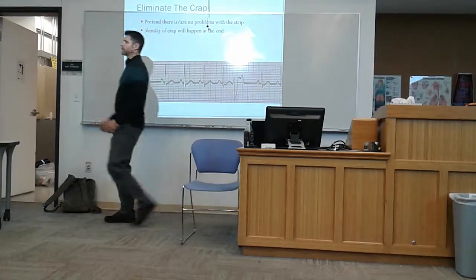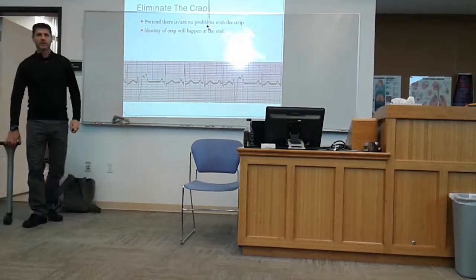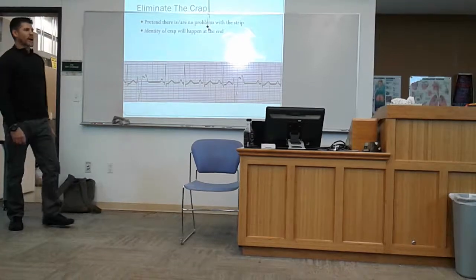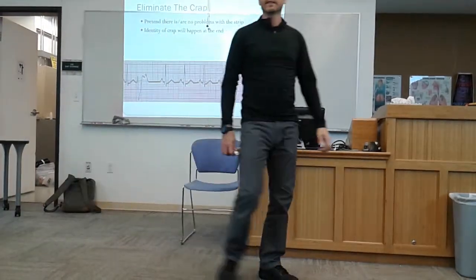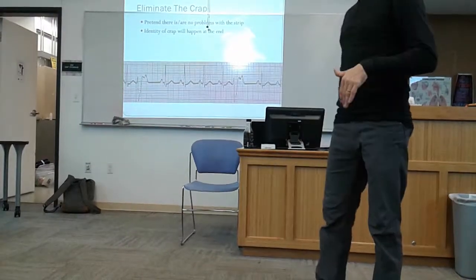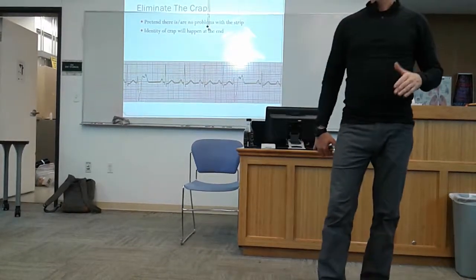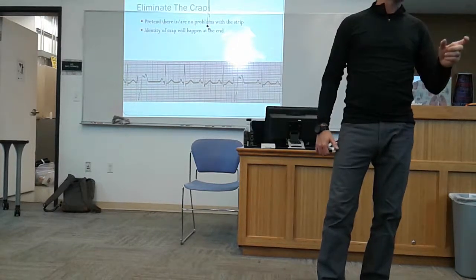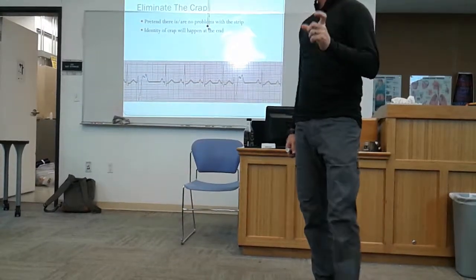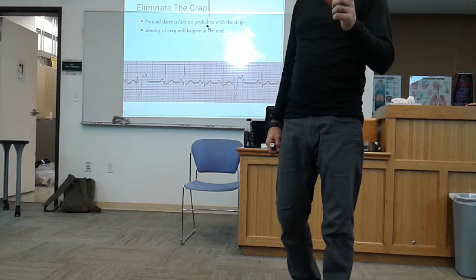So our first job when we're looking at a strip is to eliminate the crap. Now, I need to identify what crap is for a minute, right? Because I've been talking to you guys about not getting hung up on the exact look of a P wave or a QRS complex or a T wave, right? Because it depends on which camera you're taking it from, right?